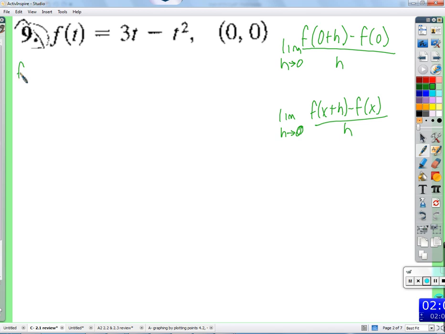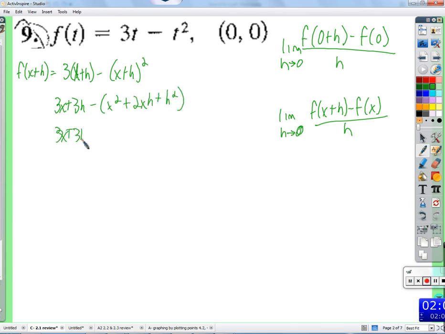So first, we need to find f of x plus h. That is 3 times x plus h, minus x plus h squared. That's 3x plus 3h minus x squared plus 2xh plus h squared, so 3x plus 3h minus x squared minus 2xh minus h squared. That's good. So I found f of x plus h. I'll just throw this on here, minus f of x. Minus 3x, I guess we should have done t. Well, let's just change it to x. We'll change it to t later, maybe.